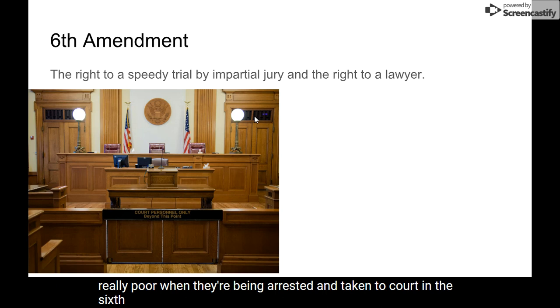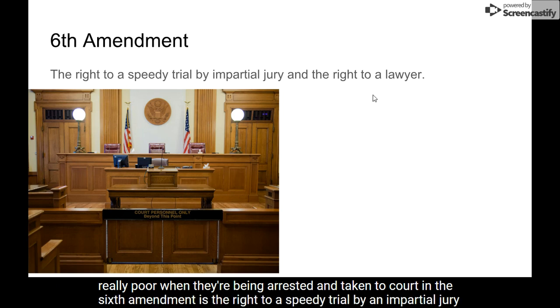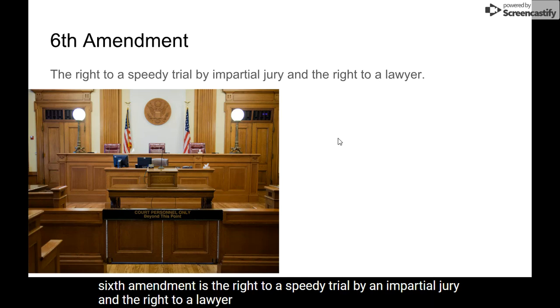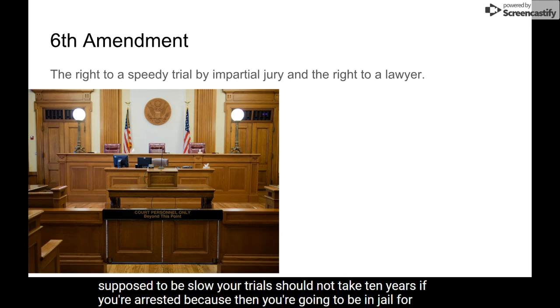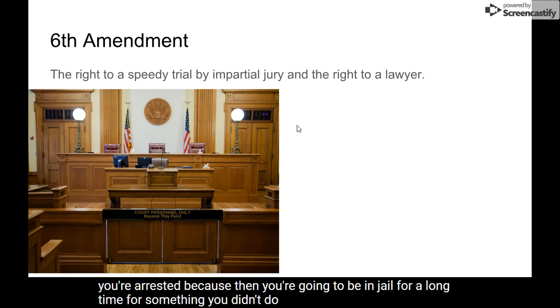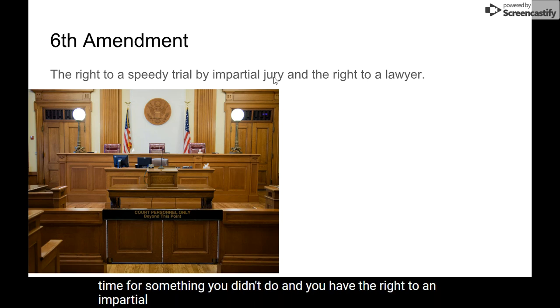And the Sixth Amendment is the right to a speedy trial by an impartial jury and the right to a lawyer. So a trial has to be fast. It's not supposed to be slow. Your trial should not take 10 years if you're arrested, because then you're going to be in jail for a long time for something you didn't do. And you have the right to an impartial jury.